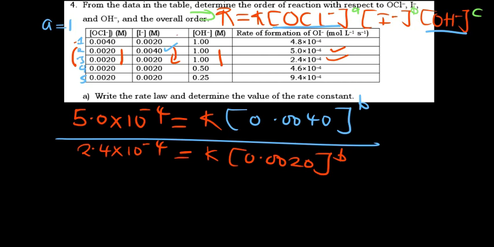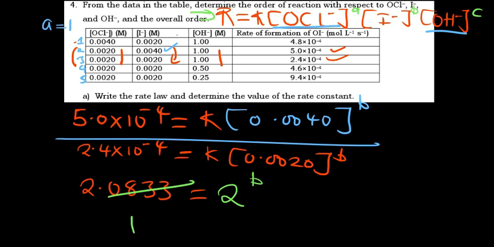So what we have, 5.0 divided by 2.4, we're going to have 2.0833 equal to, K will cancel out, and then 0.0040 divided by that is going to give us a 2. Since the power is the same, we'll maintain it. So we're not interested in those values. Okay? So therefore B becomes 1. So B is equal to 1.